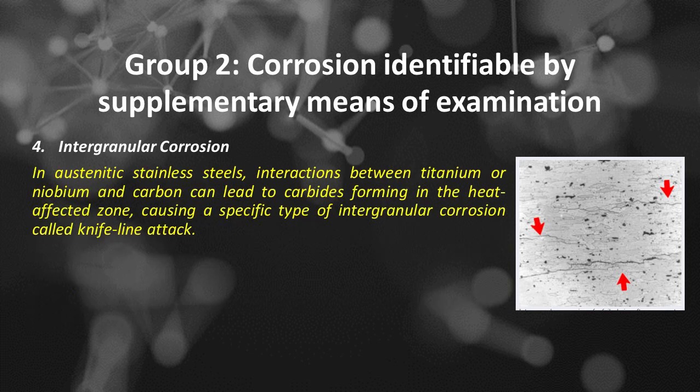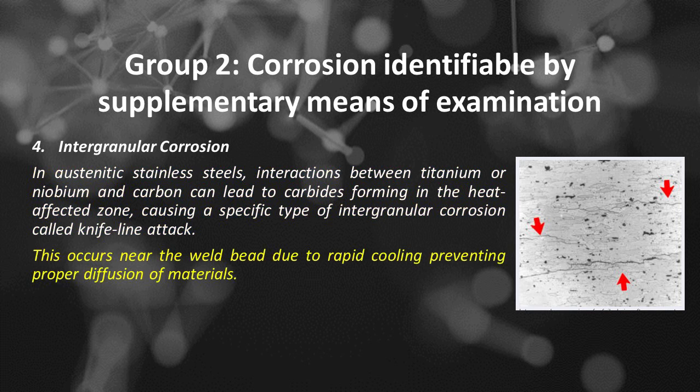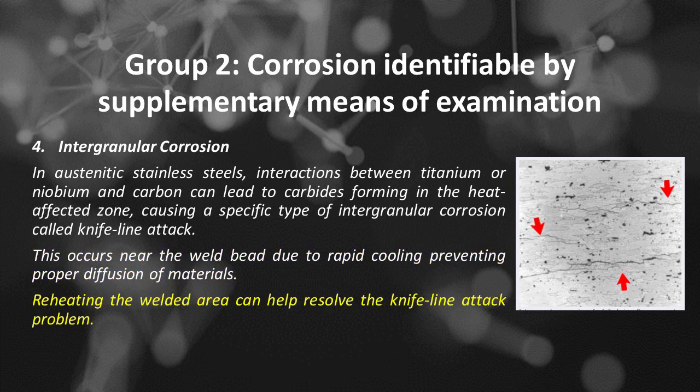In austenitic stainless steels, interactions between titanium or niobium and carbon can lead to carbides forming in the heat-affected zone, causing a specific type of intergranular corrosion called knife line attack. This occurs near the weld bead due to rapid cooling preventing proper diffusion of materials. Reheating the welded area can help resolve the knife line attack problem.